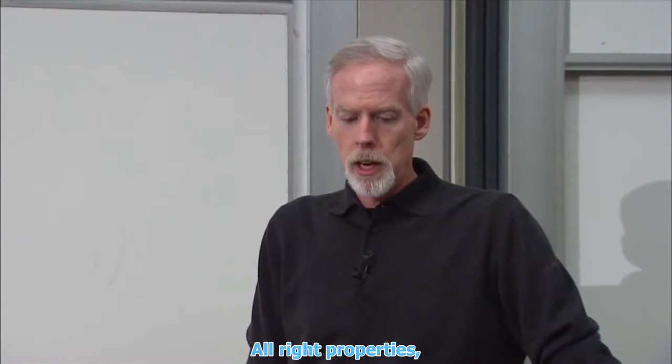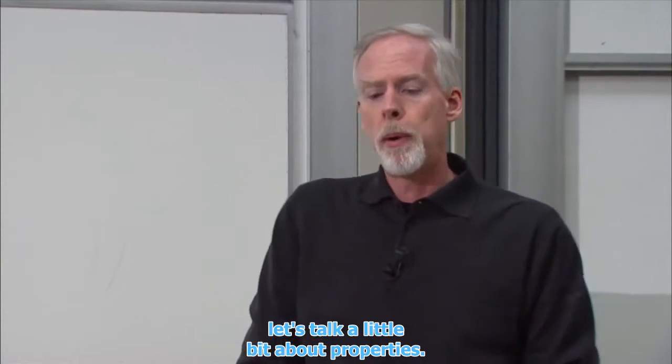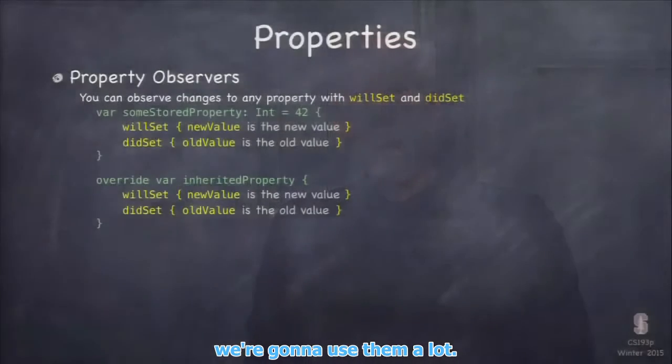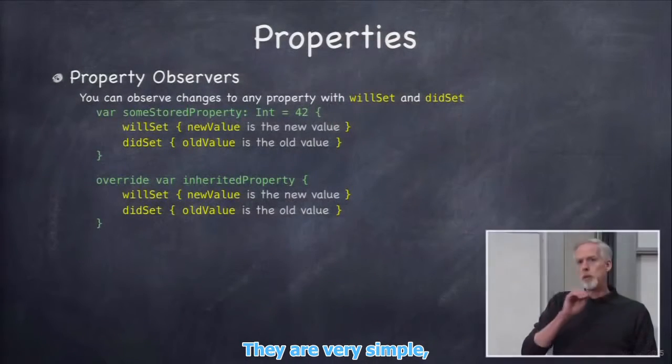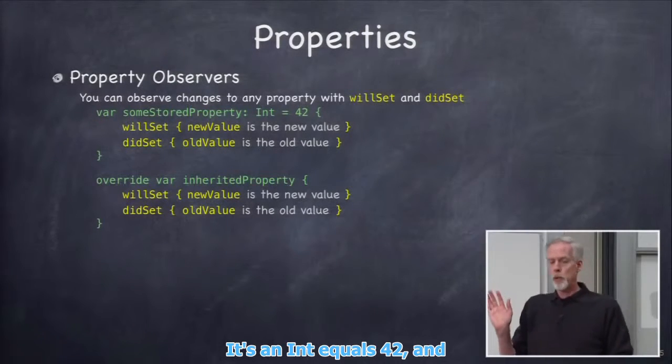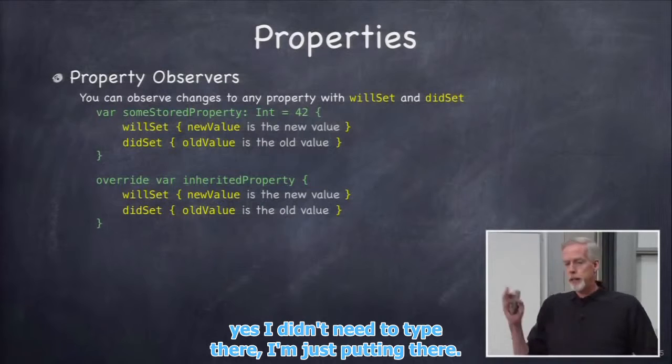Okay. All right. Properties. Let's talk a bit about properties. So property observers are very important, and we're going to use them a lot. They are very simple. You have a property, like here I have some stored property. It's an int equals 42. And yes, I didn't need the type there.